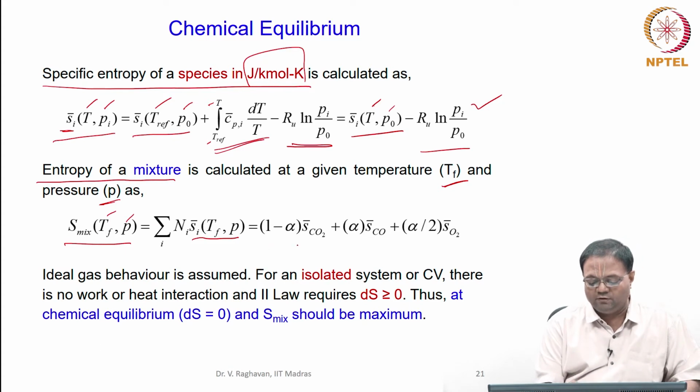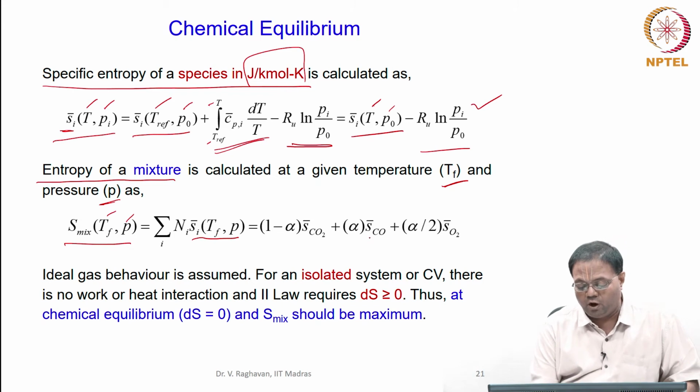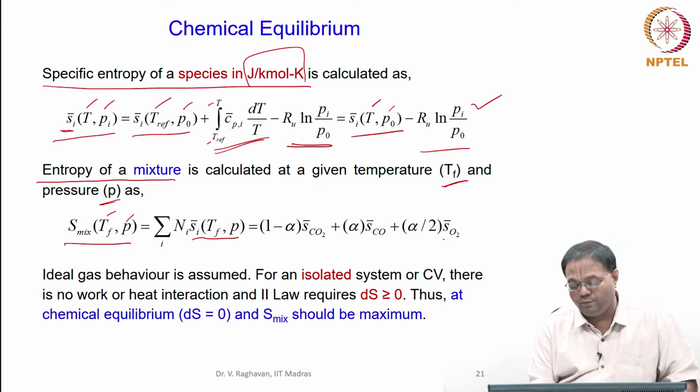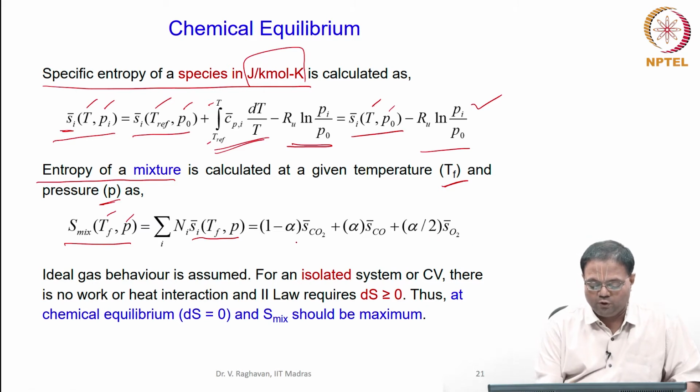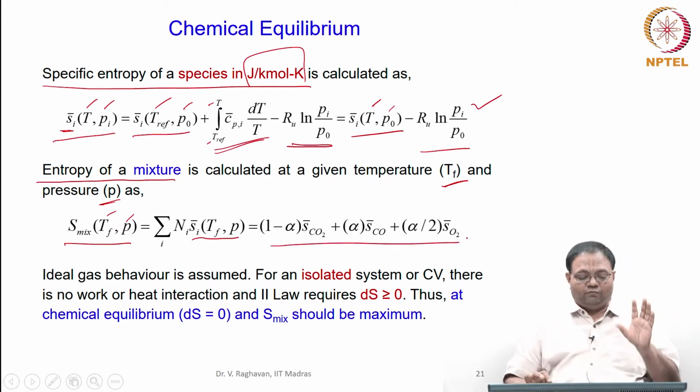So in this case, if 1 minus alpha moles of CO2 is present, you take 1 minus alpha times the entropy of CO2 calculated at the temperature. Similarly, alpha times S_CO, and alpha by 2 times S_O2. So you have to calculate. Please understand that when you do the calculation, the pressure should be the partial pressure of the species. So you calculate the entropy of the mixture.